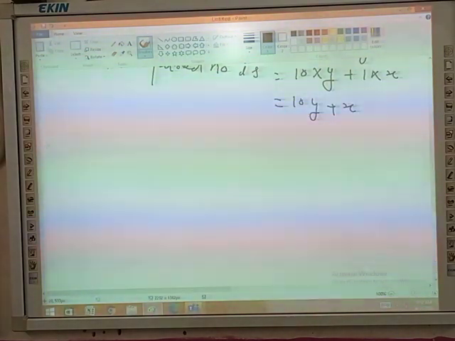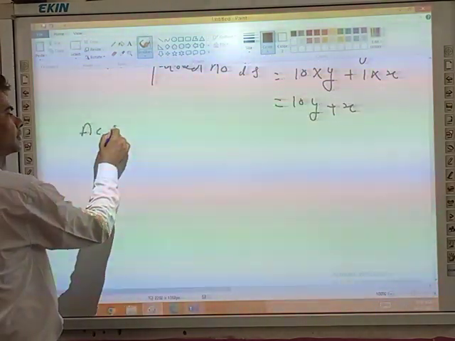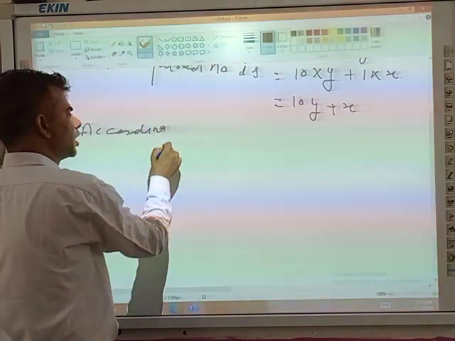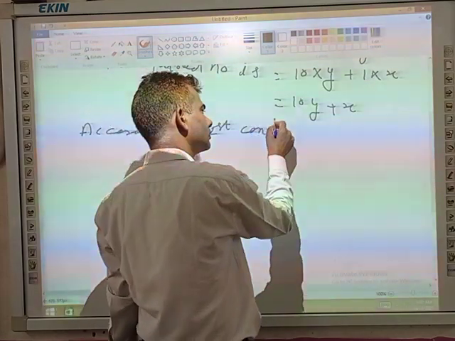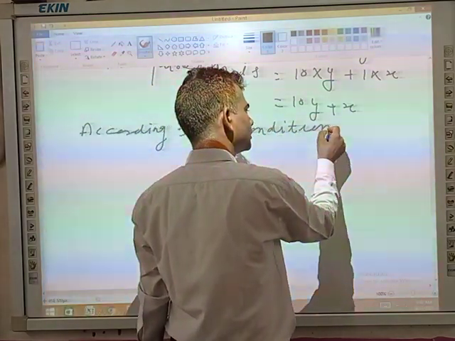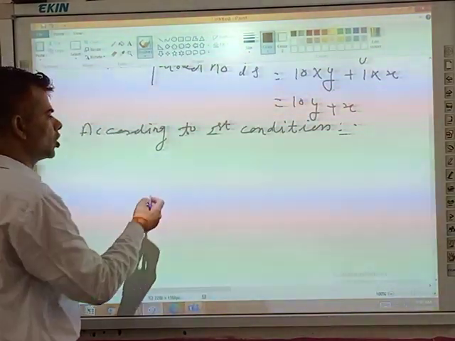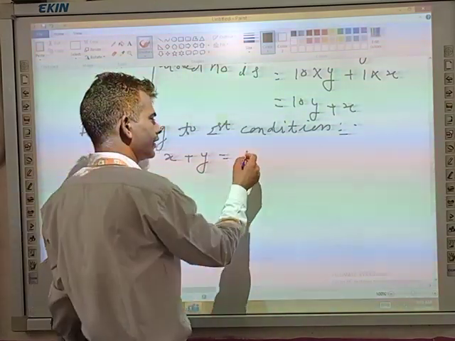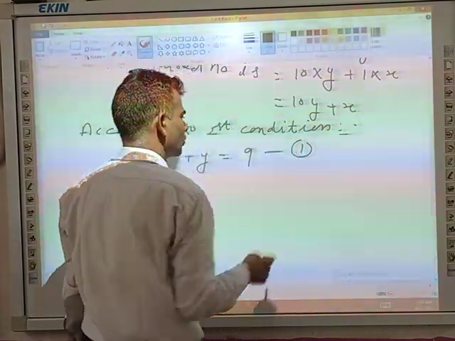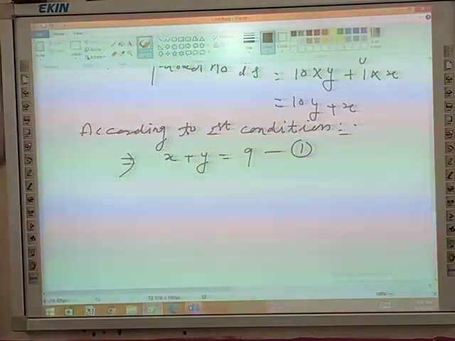Students, the sum of digits of a two-digit number is 9, according to the first condition. That is, x plus y equals 9. That is equation first. Students, any doubt, any problems?